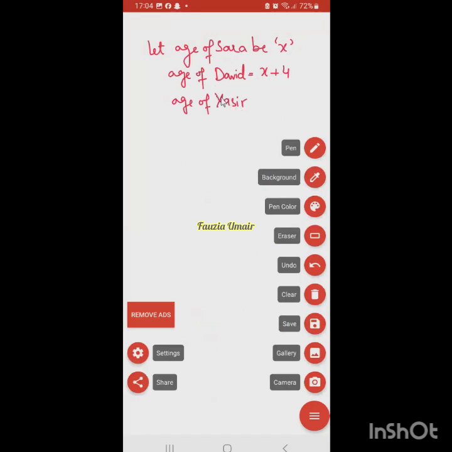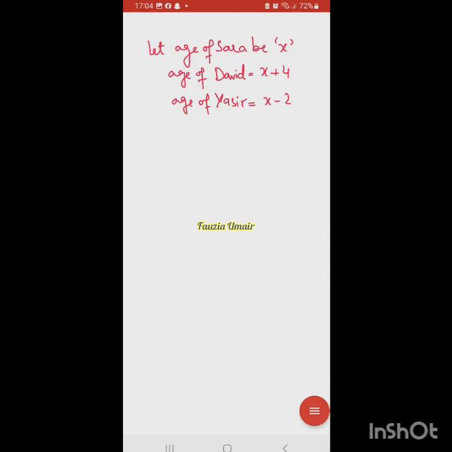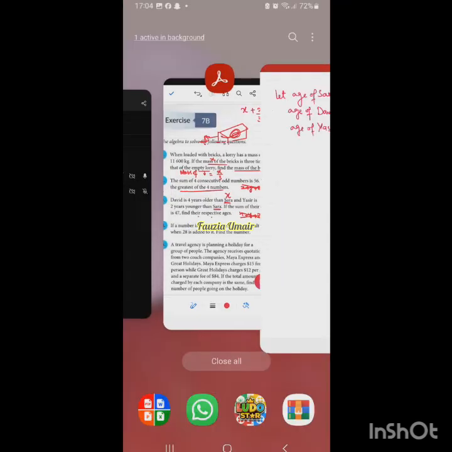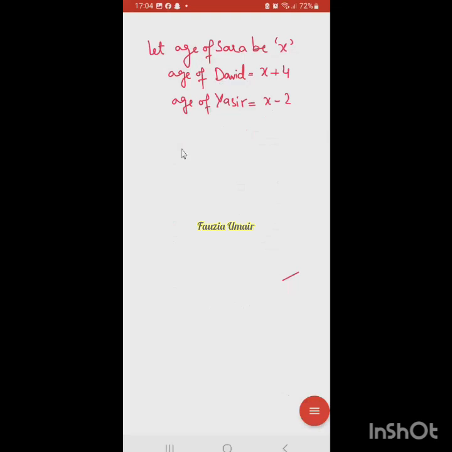X, 2 years younger: x minus 2. So now we know that the sum of the three ages is 47. Is it clear till here? Now, they told us the sum of the three ages is 47. So we need to add all three: x plus 4 plus x minus 2 is equal to 47.